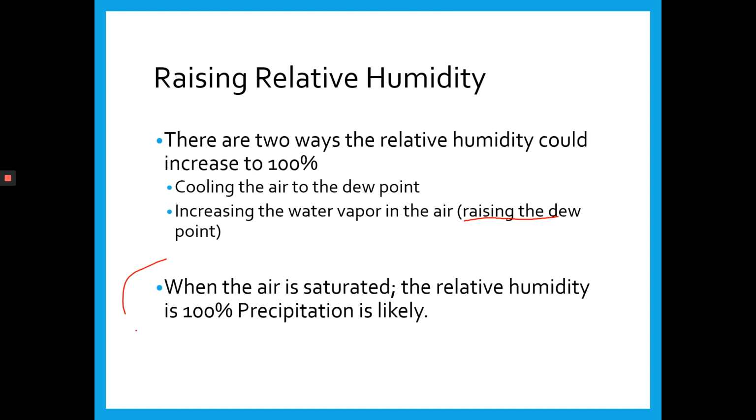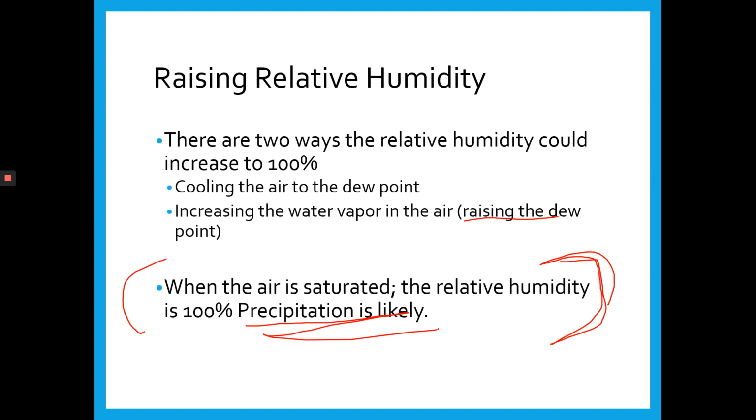So this is important here. When air is saturated, the relative humidity is 100% and precipitation is likely. So if you remember looking at our weather data that we collected, we noticed that the days that had a high relative humidity, it was either raining or cloudy or foggy or something like that. Okay, so the closer we are to 100% relative humidity, the more likely we are to get precipitation.